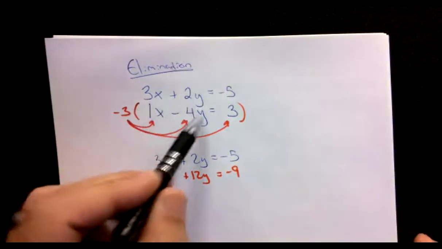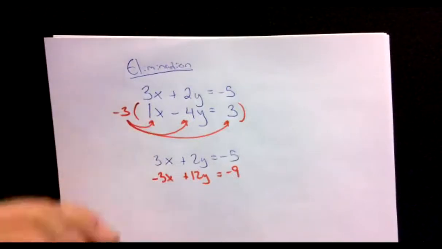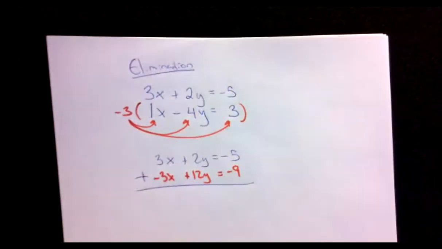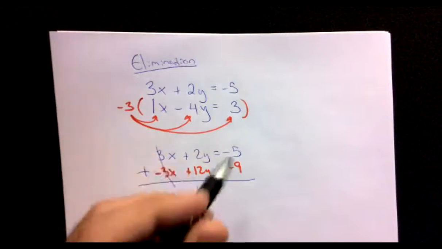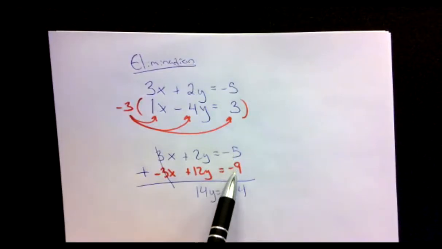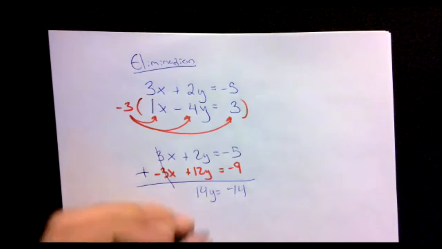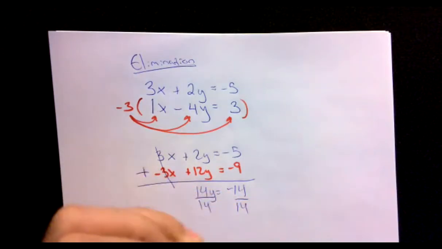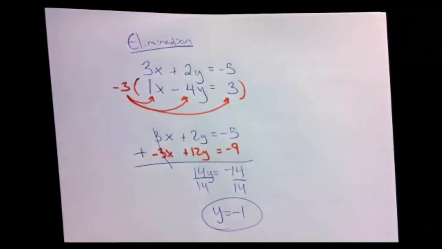So if you don't have opposites to start with, you need to multiply to get opposites. Once you have your opposites, you add your equations together. Now my x's cancel out, and I'm left with 14y equals -14 if I add those together. So 2y plus 12y is 14y. -5 plus -9 is -14. And I've got one variable left to solve for. Divide, divide. Y is -1.